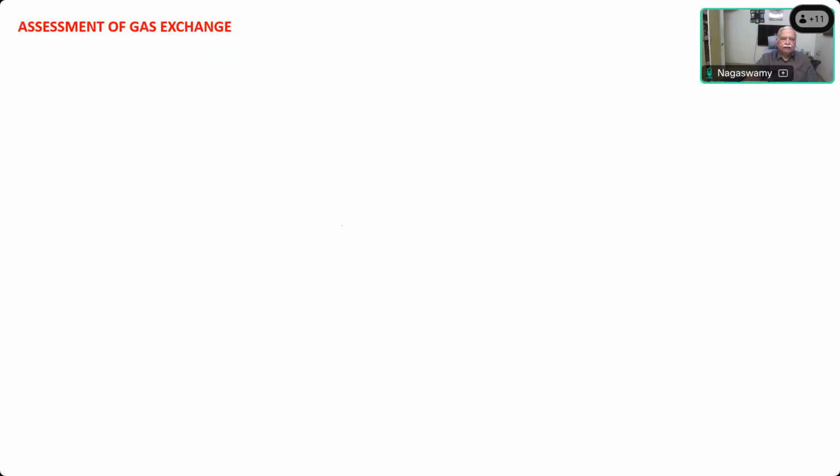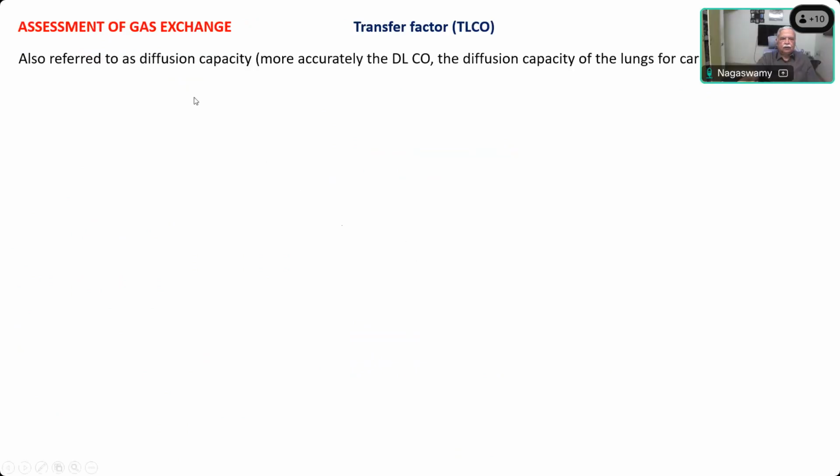Now coming to the gas exchange, which test is important for gas exchange? Diffusion of carbon monoxide, DLCO. DLCO, okay, also called the diffusion capacity for carbon monoxide. Why is carbon monoxide taken as the gas to assess this? It diffuses more than CO2, sir.